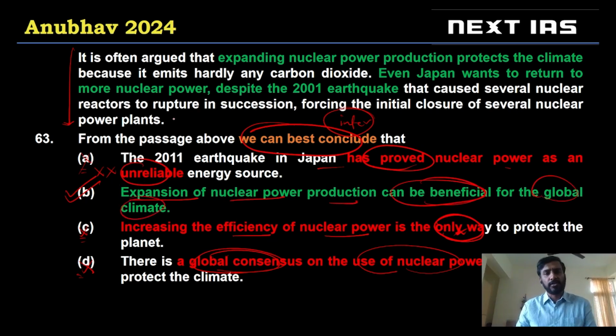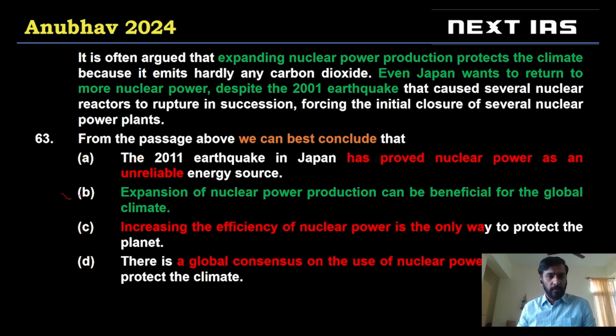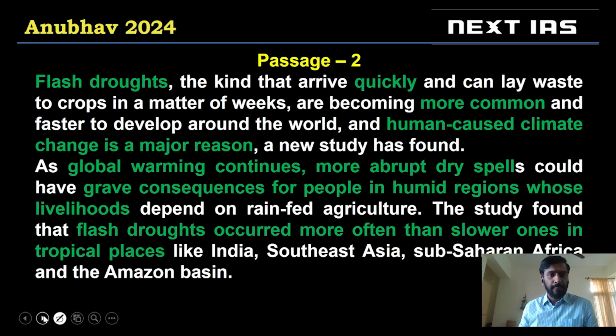Expansion of nuclear power production can be beneficial for global climate. That has been the recommendation made by the author. So B is the correct choice. Let's look at the next one.